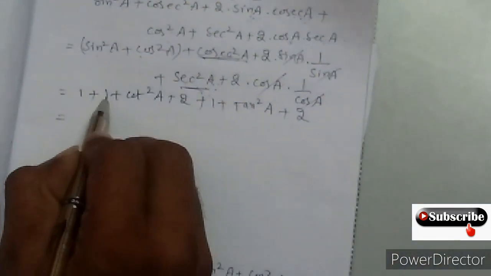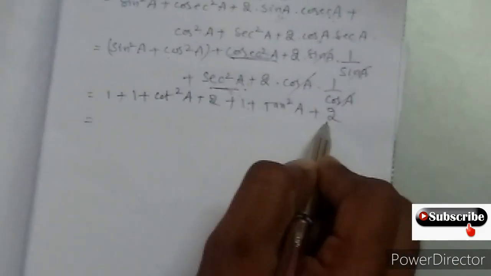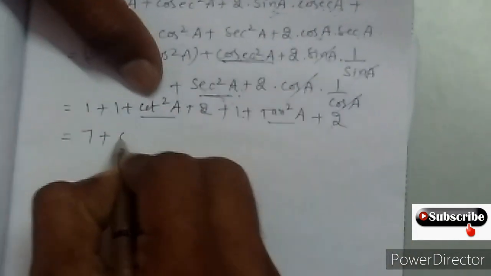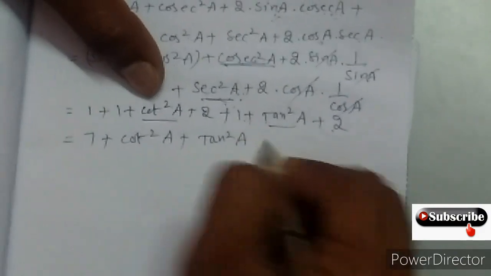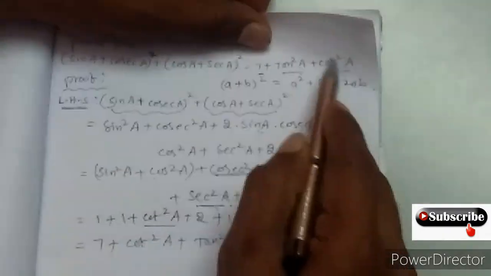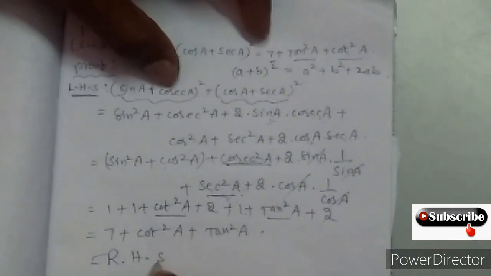Next, add all the constants. 1 plus 1 is 2, 2 plus 2 is 4, 4 plus 1 is 5, 5 plus 2 is 7. So if you add all the constants in this step you will get 7 plus, then the remaining cot square and tan square write as it is. 7 plus cot square A plus tan square A. So in this way we can get the RHS value from this LHS. So we got the RHS value.